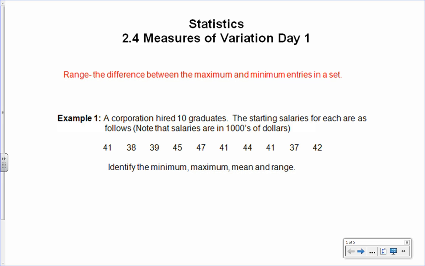So here we have a corporation that hired 10 graduates, apparently. The starting salaries for each are as follows, and please note that they're not making $41. It's $41,000 for the first one, right?